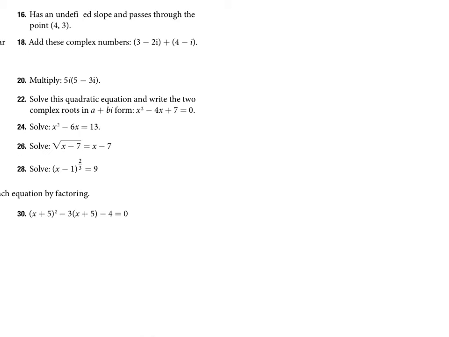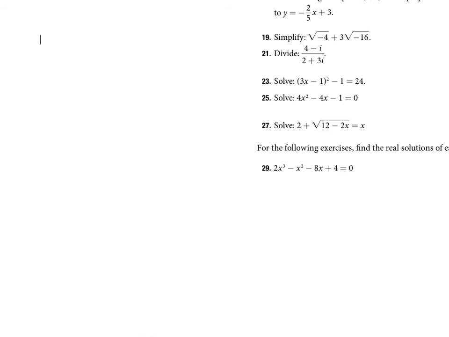Number 18, we're going to add the complex numbers. So the parentheses are not really necessary because it's a plus. So we have 3 minus 2i plus 4 minus i. We're just going to combine our like terms. So we're going to add our real parts, which are the parts without the i. We're going to add the imaginary parts, which are the parts with the i's. And then write it in complex form, which is a plus bi. So 3 plus 4 is 7. Negative 2i minus i is negative 3i. And that is the sum.